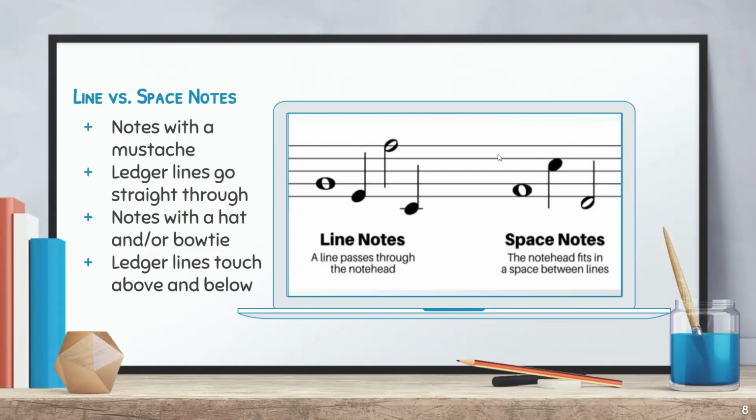Again, those ledger lines, all of these lines, they're above and below the notes. Nothing is going through it. It's filled with space. Line notes, line goes through, space, filled with space. That is line versus space notes.